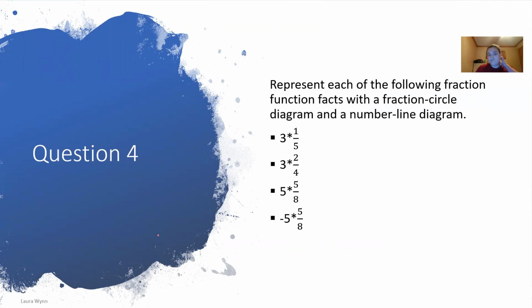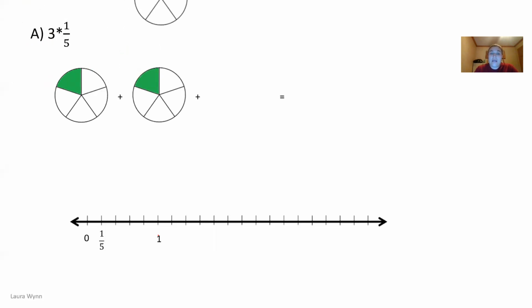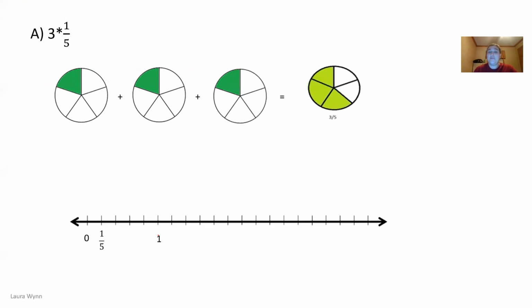Okay, now this one, we'll do a couple of these too, and then we'll move on to the next problem. So we have 3 times 1/5. So here's 1/5. Now how we work these is that 3 is telling us how many of these circle diagrams that have 1/5 we're going to need. So here's 1, there's 2, and there's 3. So that's 3 times 1/5. So 1/5 plus 1/5 plus 1/5 gives us 3/5.